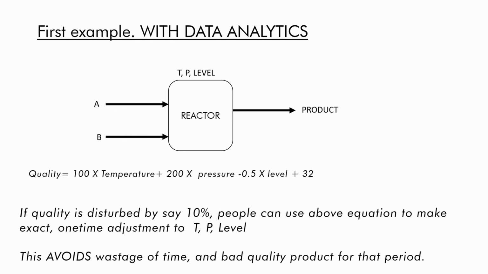Now, what is the difference of solving the same problem with data analytics? With data analytics, you can have a simple equation like this. Quality is predicted as a function of temperature, pressure, and level. We will see how to get that equation very quickly. Once you have this equation and there is a quality disturbance, you can calculate what should be the change in all three parameters, temperature, pressure, level, very accurately and make a one-time change. So the difference is you avoid wastage of time and you avoid a bad quality product for the disturbance period.